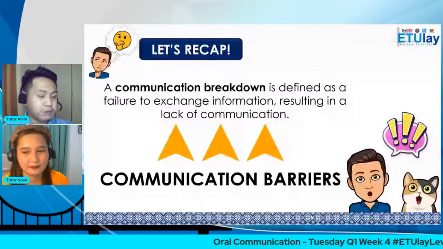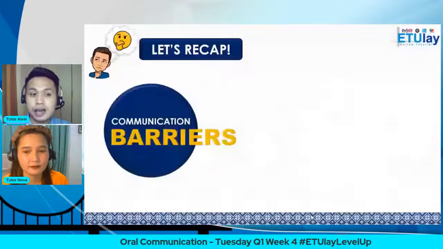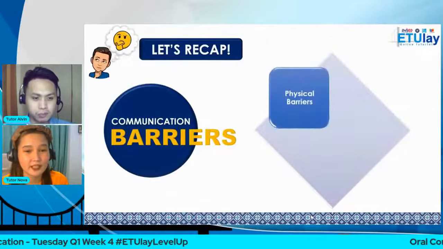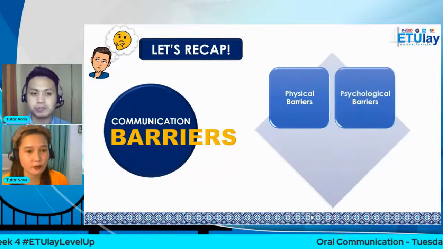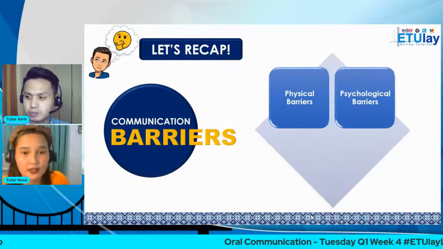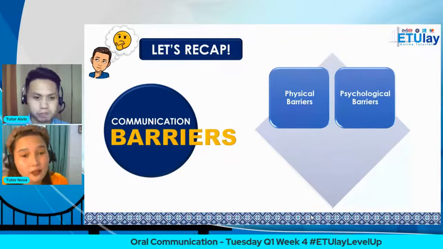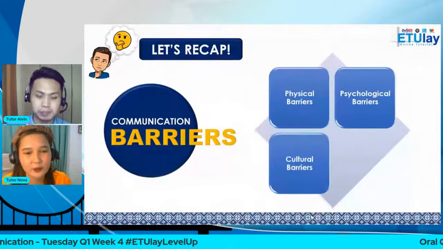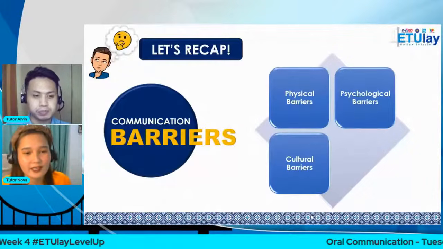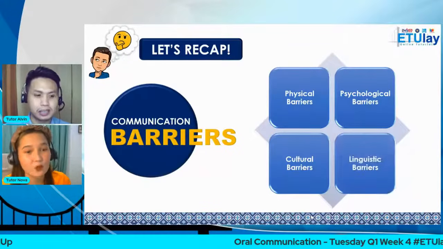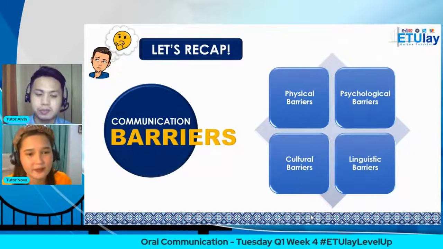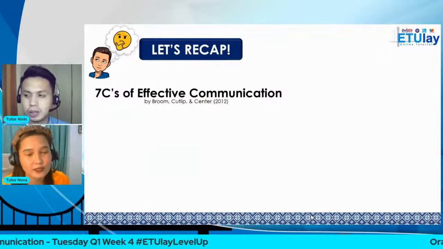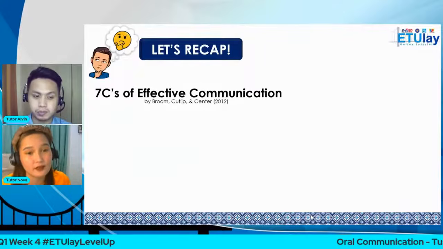And we enumerated some examples or categories of communication barriers. First is the physical barriers, which might be about external factors. The second one is the psychological barriers, which means something within you. The next one is the cultural barriers. And the last one is the linguistic barrier. I think our students in the comment section already know about the different barriers because we discussed that in week number 3.